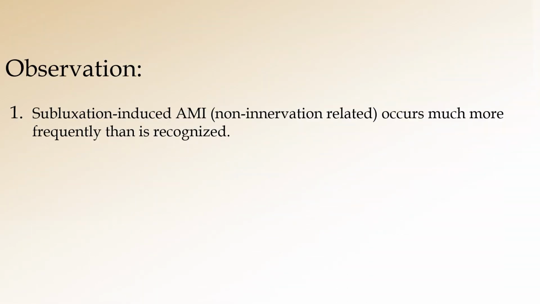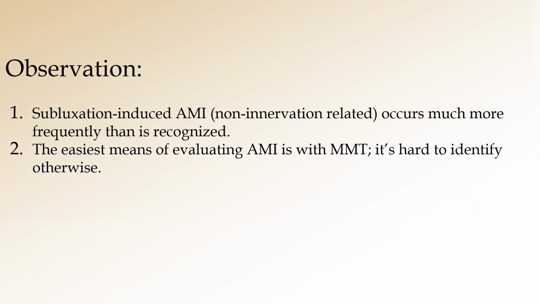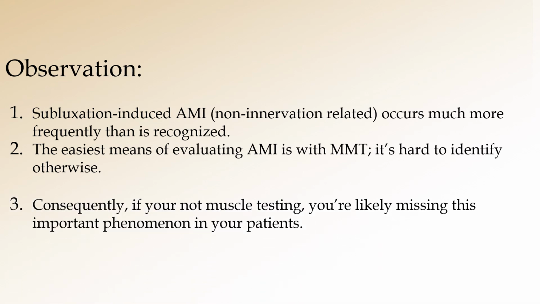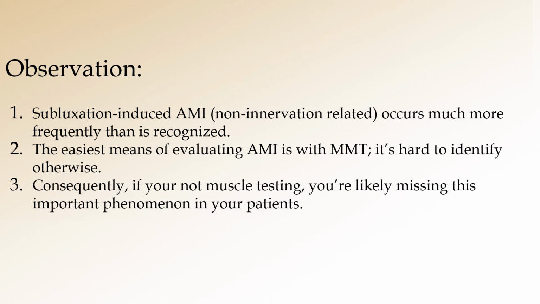My observation is that subluxation-induced AMI occurs significantly more frequently than is recognized or talked about. Again, we're not talking about the innervation-related muscle inhibition that happens in the lumbar and cervical spine, but more the local effects from subluxation. The easiest means of identifying AMI is with muscle testing. A lot of people have a bad association with muscle testing, which is unfortunate because it's really hard to identify otherwise. Consequently, if you're not muscle testing, you're likely missing out on this important phenomenon in your patients' injuries.